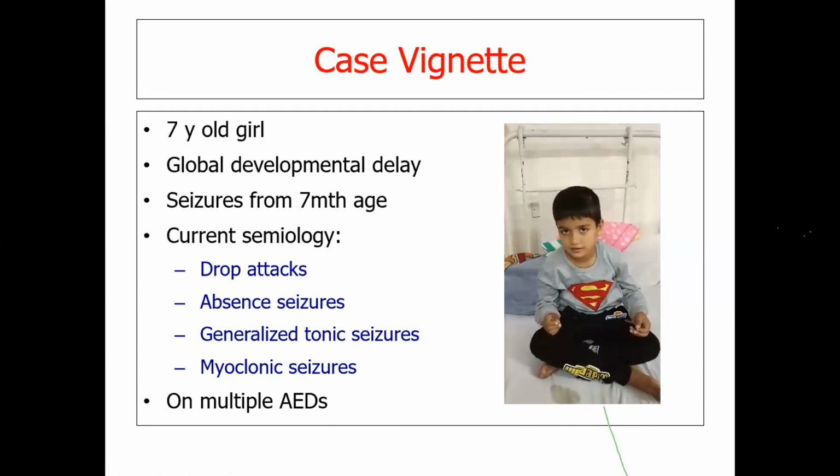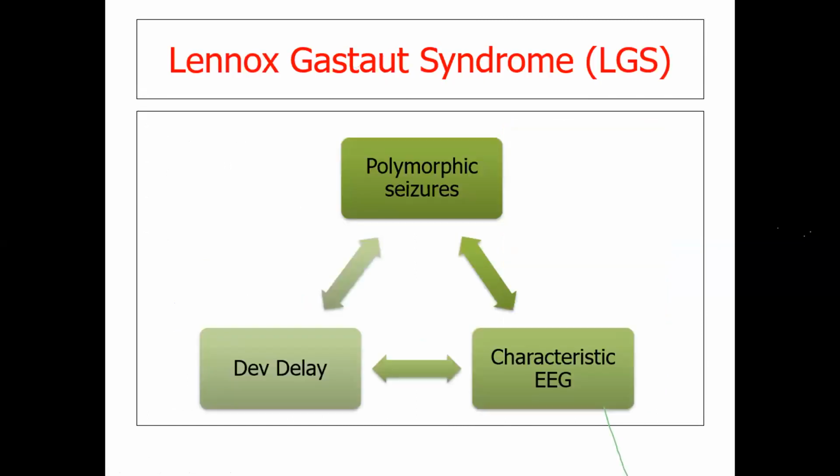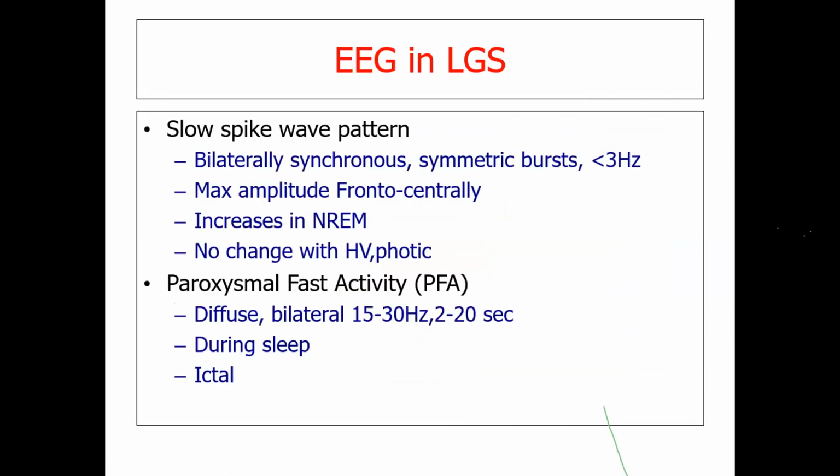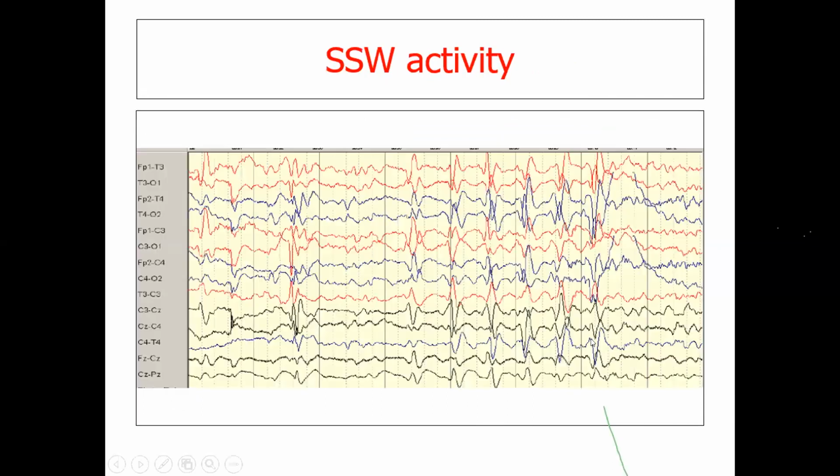So you see the baby is having drop attacks. She also has a lot of other seizures on multiple anti-epileptics, developmentally delayed. Case of Lennox-Gastaut syndrome. Tonic seizures are the hallmark, though there can be other seizures also. The EEG has got two characteristics: slow spike wave pattern and a paroxysmal fast activity.